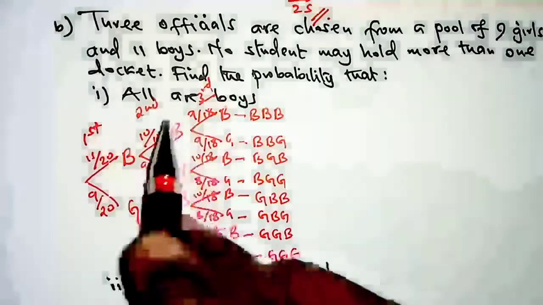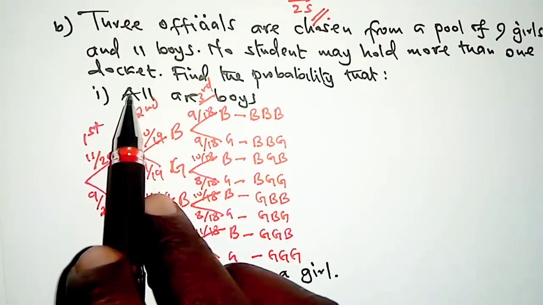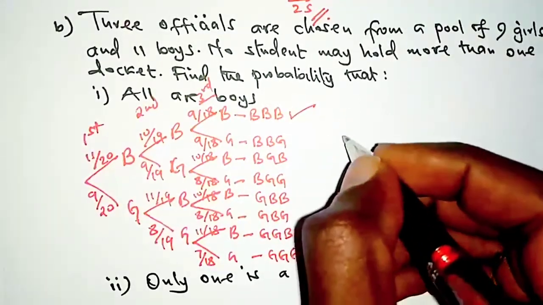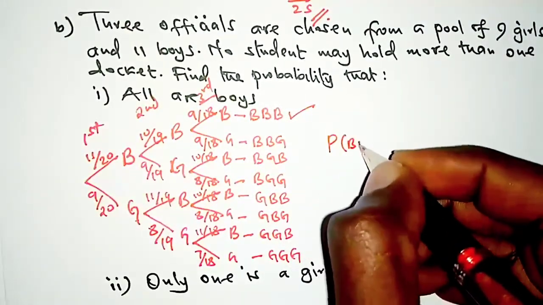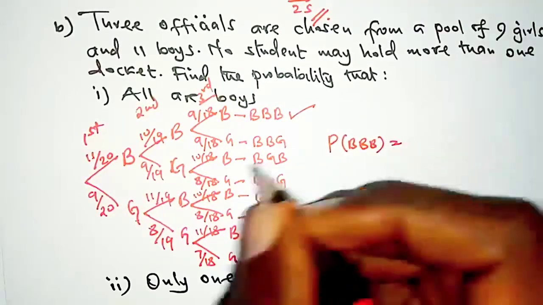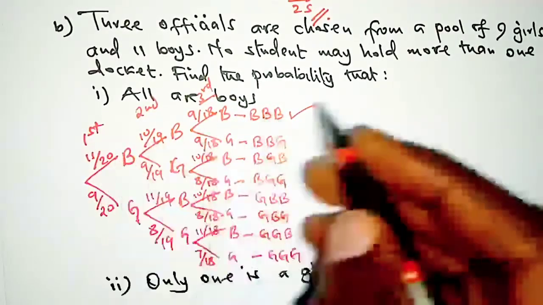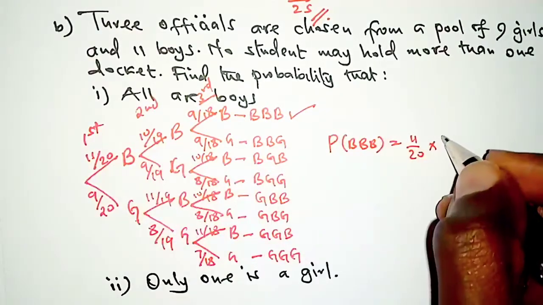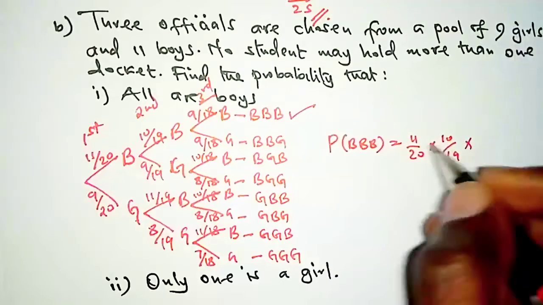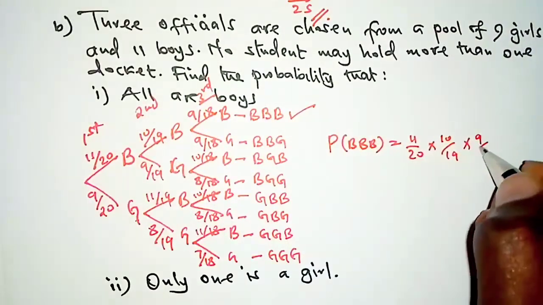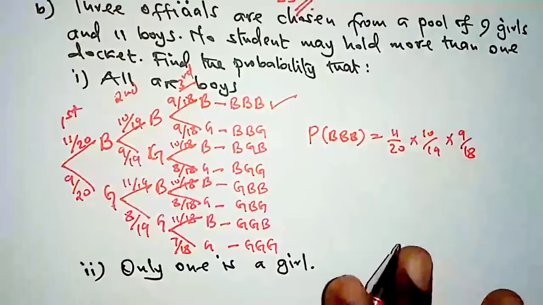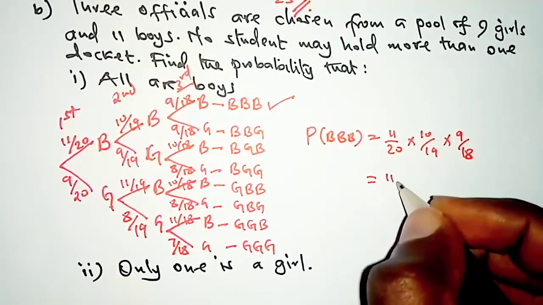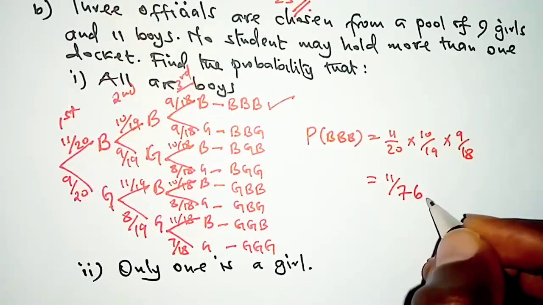So, in this question, we are asked to find the probability that all are boys, and that is this first case here. So following this path, we'll have 11 over 20 times 10 over 19 times 9 over 18. And when this is worked out from my calculator, I'm able to get 11 over 76.